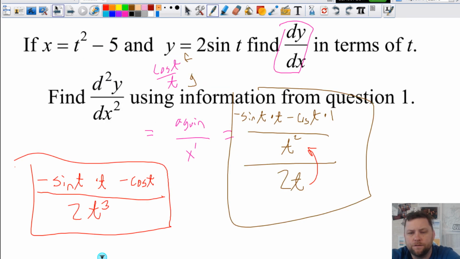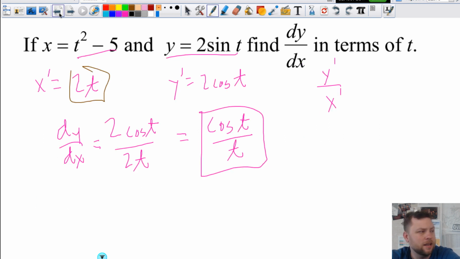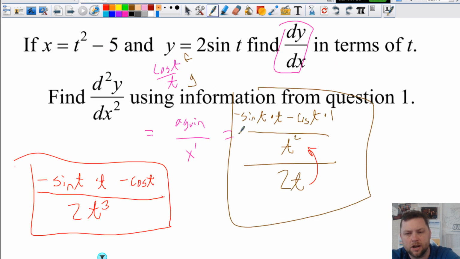Moving on. So find the second derivative right here. So you already found the first. The way to do the second is you derive it again, and that's the top, and then divide it by x prime. Why? We can talk about the proof later. This is my reduced form, so it's going to be a quotient rule. So f prime: negative sine of t times t minus cosine of t times 1, over t squared. And then all of that over the x prime, which was 2t, because that was what it was before we reduced. So you got to watch out for that.